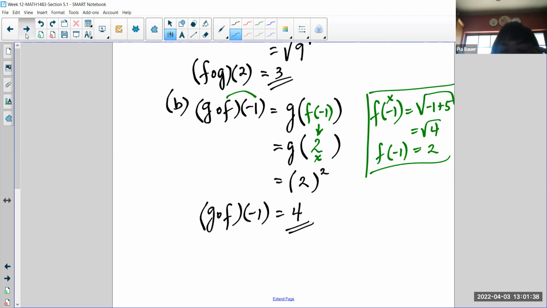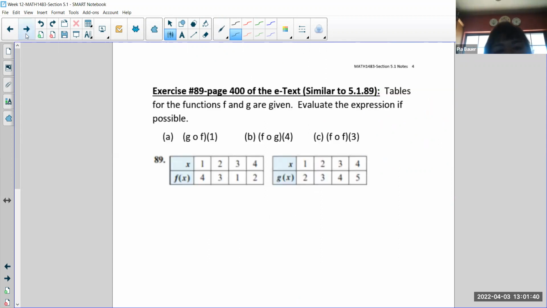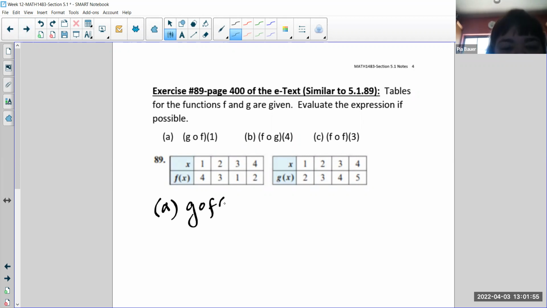Now, sometimes with the composition, you have some exercises that have to do with boxes, numerical values. But the key is still understanding what the order means. So we're going to look at g composition of f.